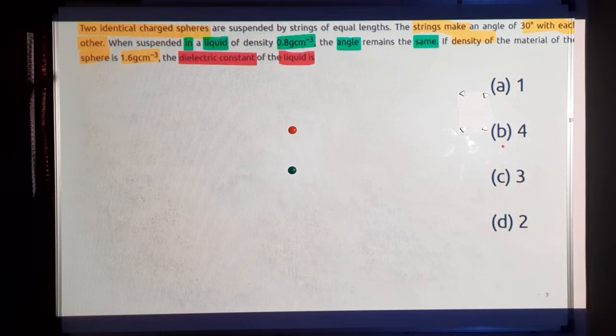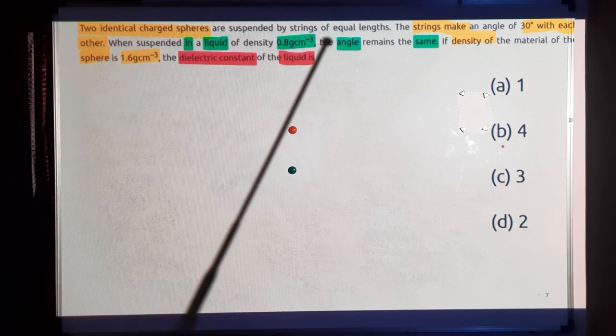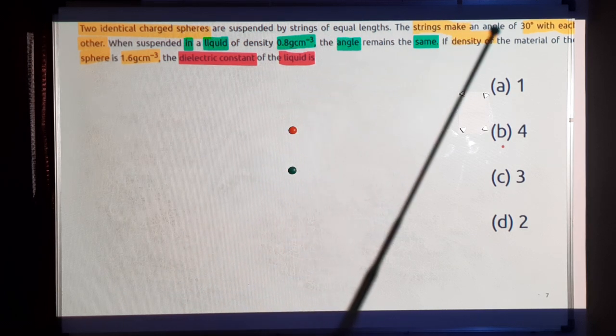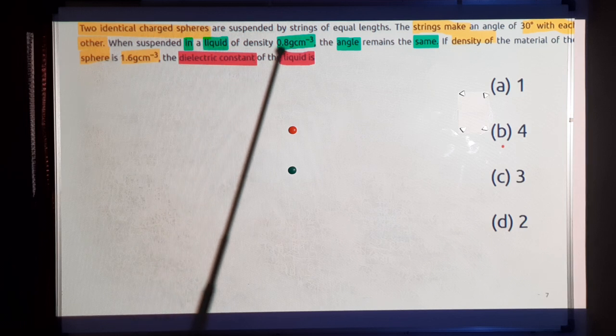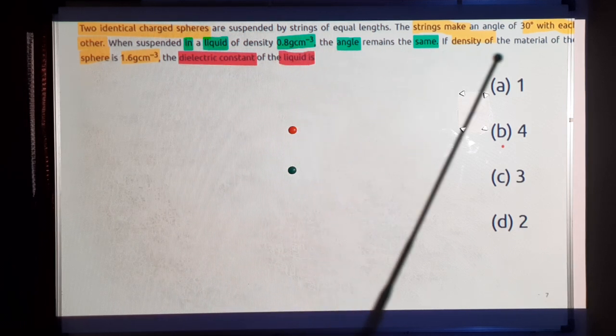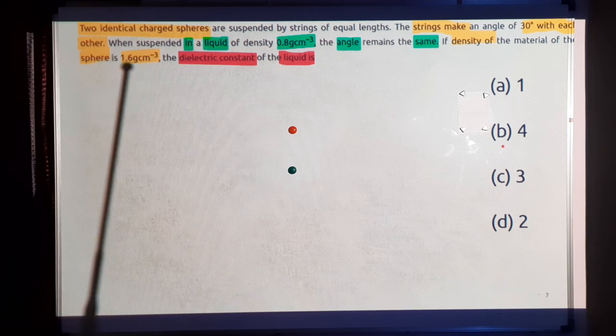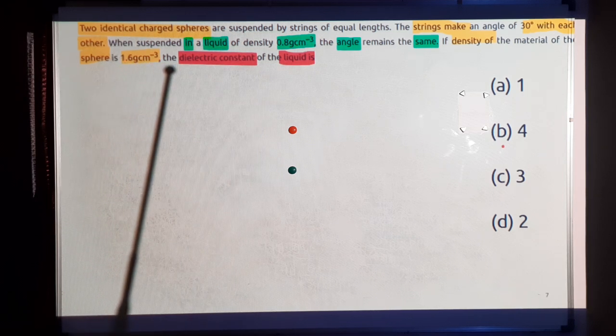Next question. Two identical charged spheres are suspended by strings of equal lengths. The strings make an angle of 30 degrees with each other. When suspended in a liquid of density 0.8 gram per centimeter cube, the angle remains the same. If the density of the material of the sphere is 1.6 gram per centimeter cube, the dielectric constant of the liquid is.